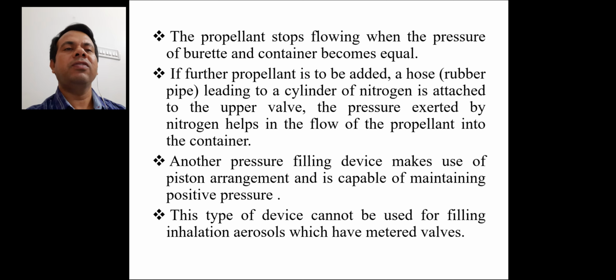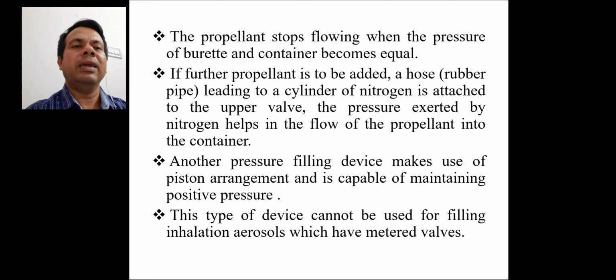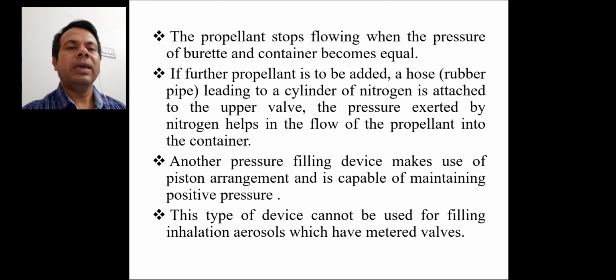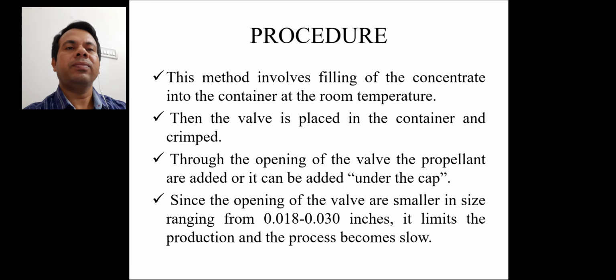If further propellant is to be added, a hose pipe made up of rubber leading to a cylinder of nitrogen is attached to the upper valve. The pressure exerted by nitrogen helps in the flow of the propellant into the container. Another pressure filling device makes use of piston arrangement and is capable of maintaining positive pressure. This type of device cannot be used for filling inhalation aerosols which have metered valves.